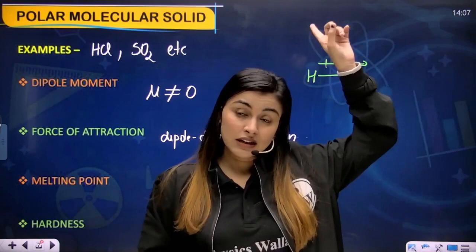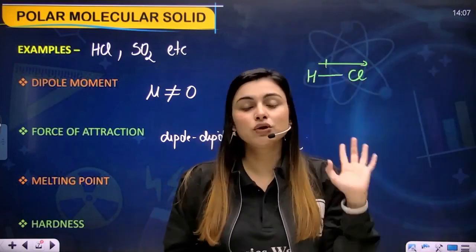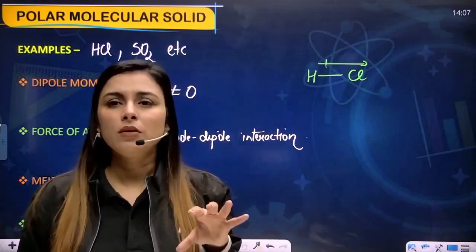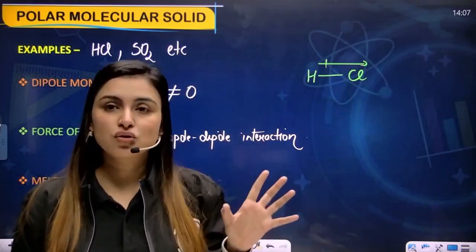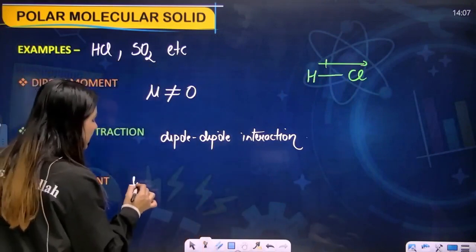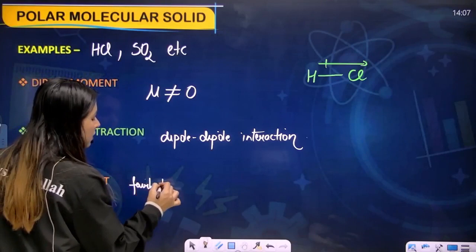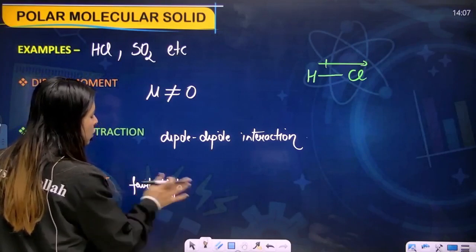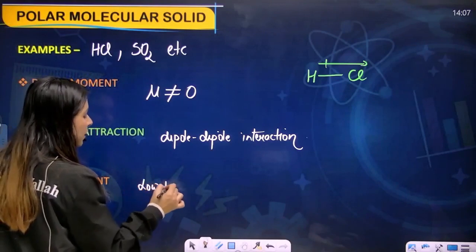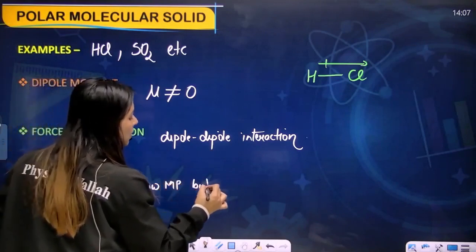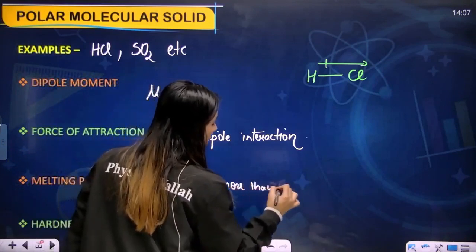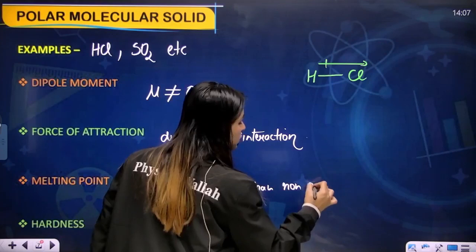I had given you that order of the interactions that you need to remember. Now, but still it will have a low melting point. These forces are also not very strong forces of interaction. No, let's say it still will have a low melting point, but more than non-polar molecular solids.